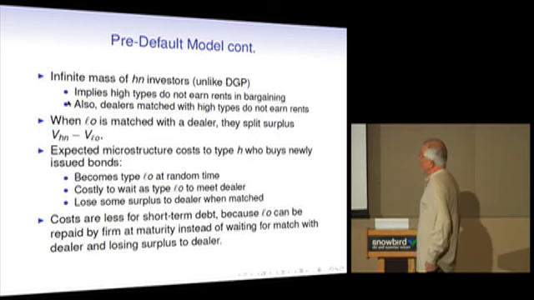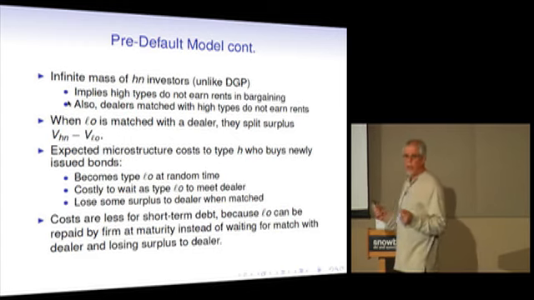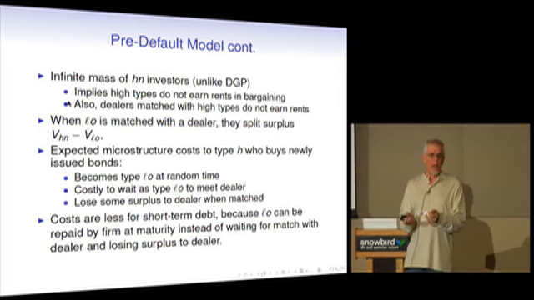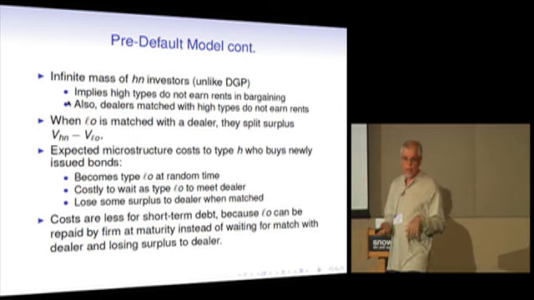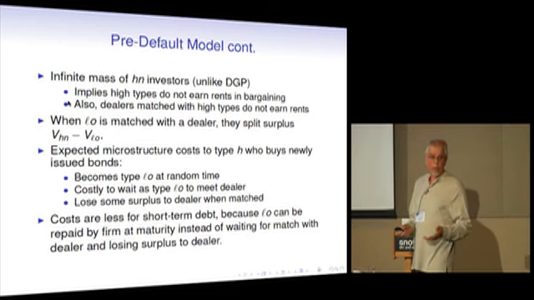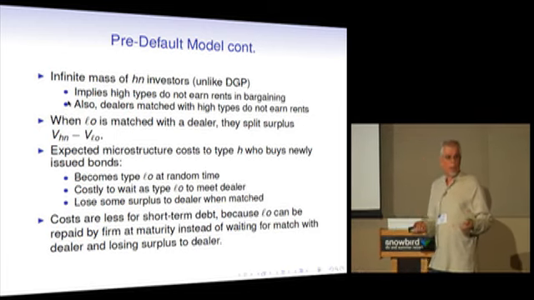Now, because we have so many of these guys, they don't earn any rents. They're rationed in equilibrium, and so they're not going to earn any rents. And because we have so many potential buyers who are matched with dealers, the dealers who are matched with buyers also don't earn any rents. So the rents are going to go to the seller of the bond and the dealer with whom he's matched. They'll split the surplus, the gain from trade.